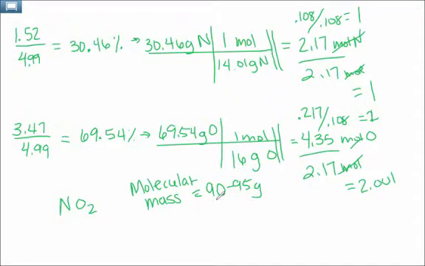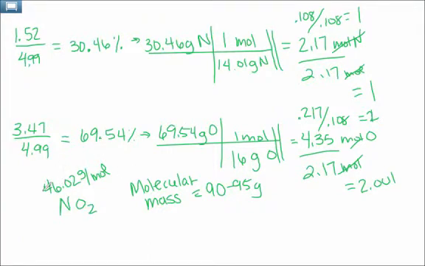What we need to do is compare this to the empirical mass. So what would the mass be if we used just the empirical formula? It'd be 14.02 plus 32. So 46. Is that between 90 and 95? No. So our molecular formula is not NO2. Empirical formula is NO2. What would our molecular formula need to be?